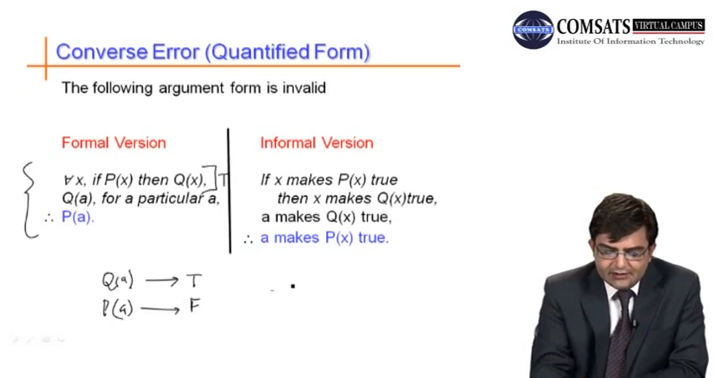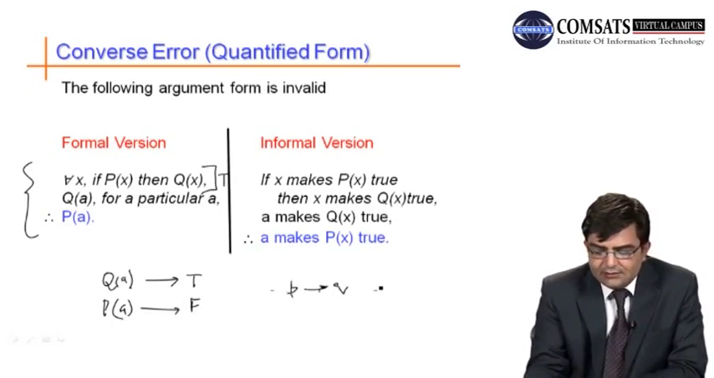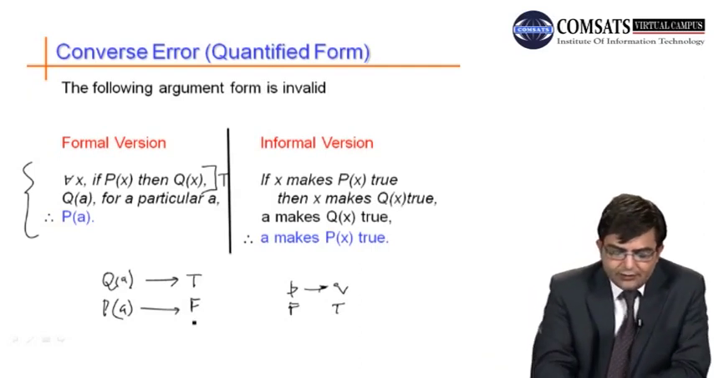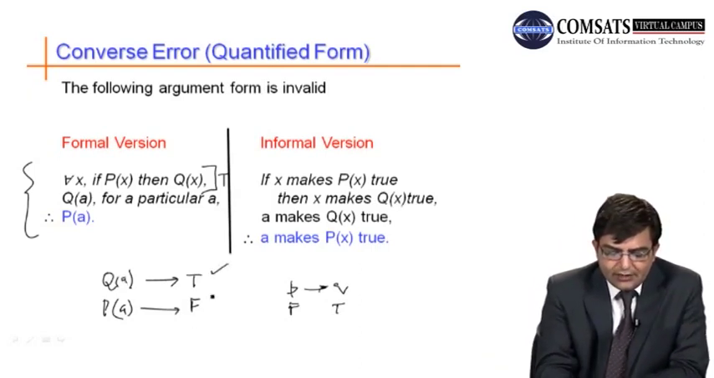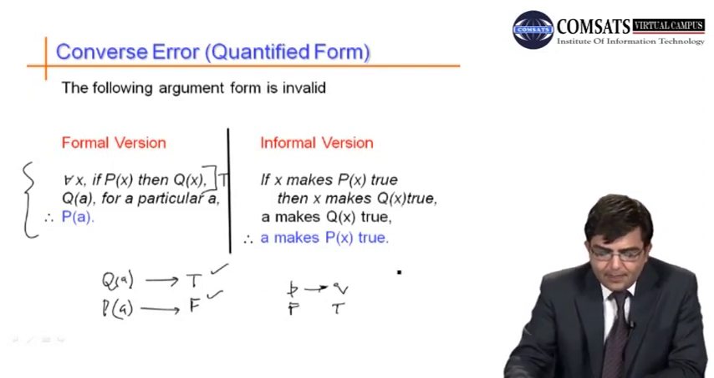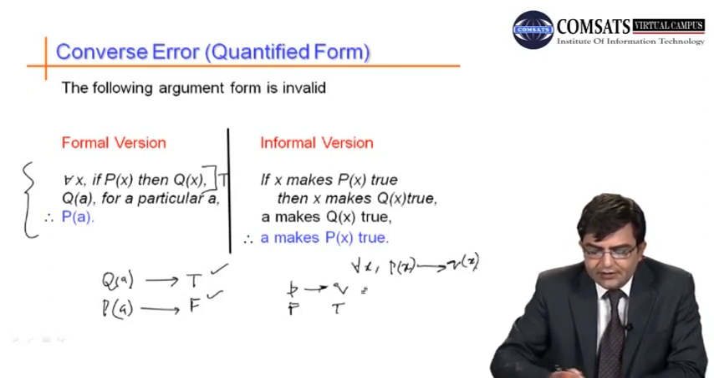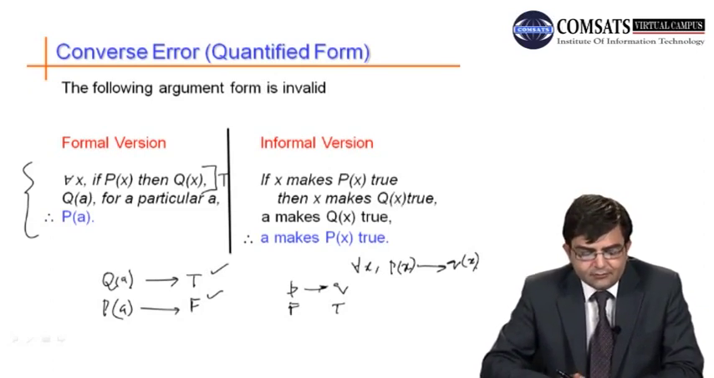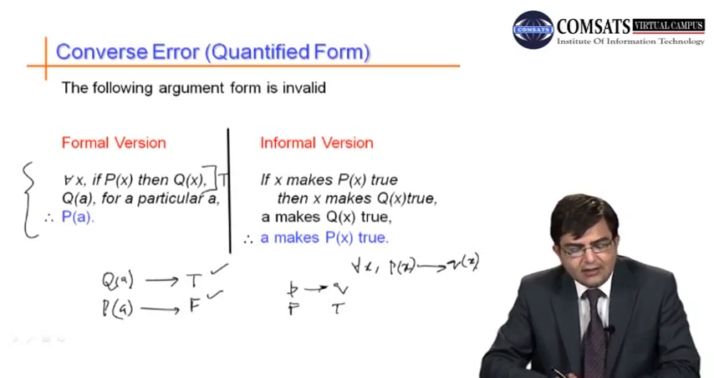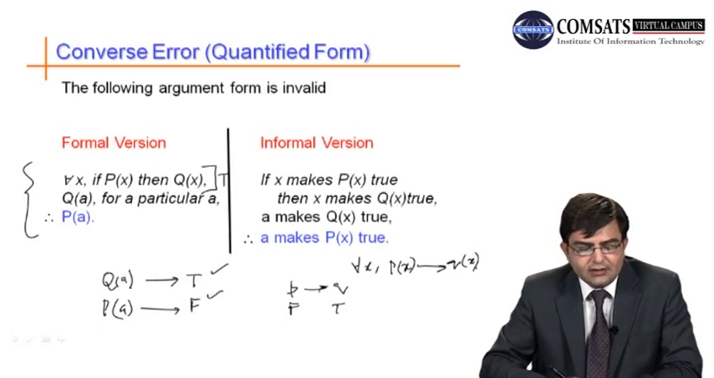As you know that the conditional statement p implies q is true when p is false and q is true. So if we take here q of a to be true, p of a to be false, then p of x implies q of x for all x. This statement will become false. So this is basically the same error as we have discussed in the converse error of the usual modus ponens.